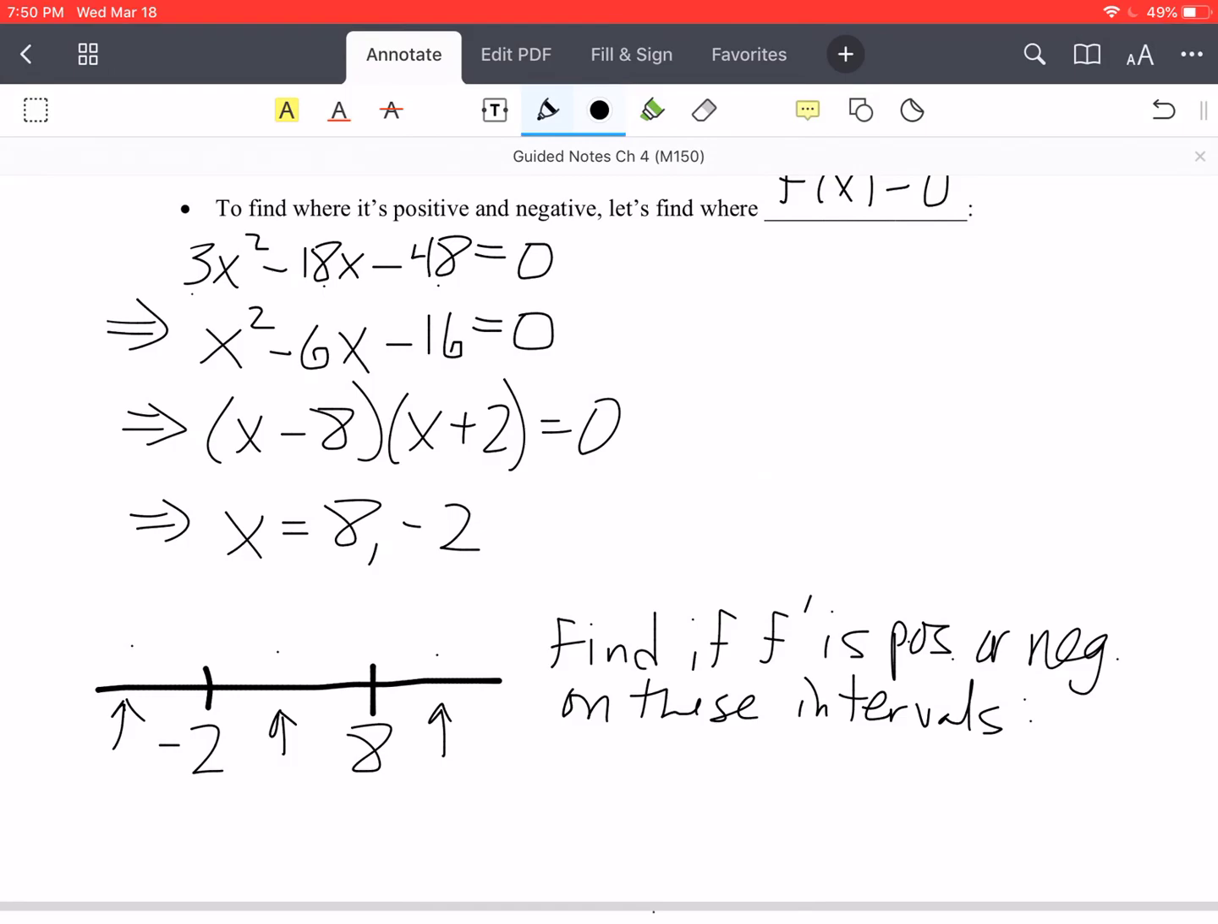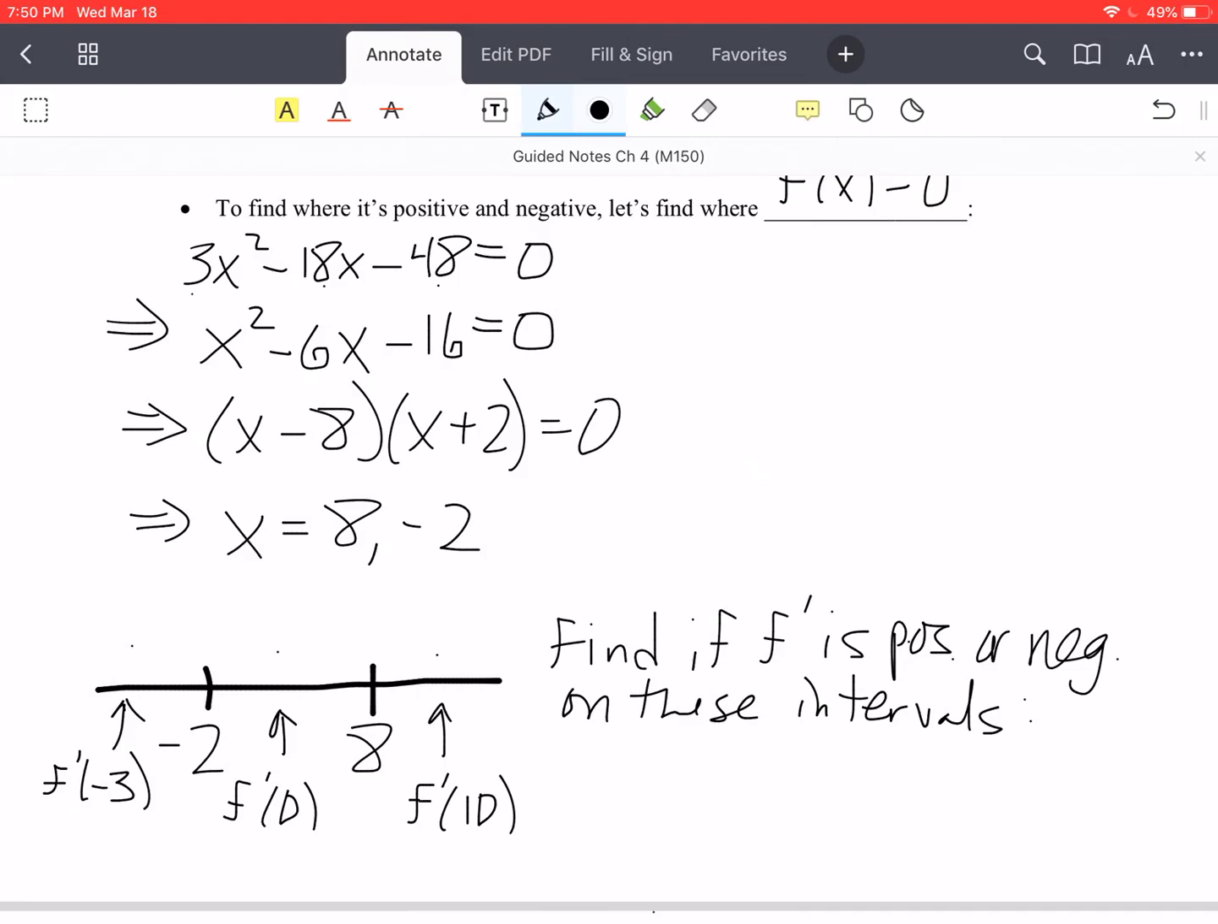So for this one, for example, I'm going to go ahead and get f prime of negative 3. The interval in the middle, anytime 0 is an option, usually 0 is a good choice. And then for this upper one, let's do f prime of 10. It doesn't make too much of a difference.